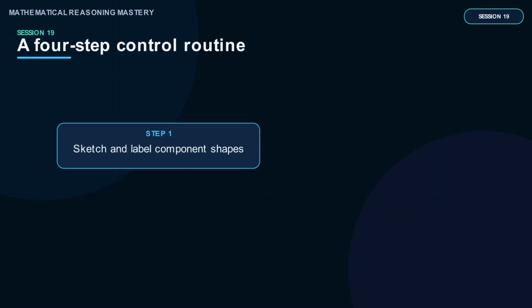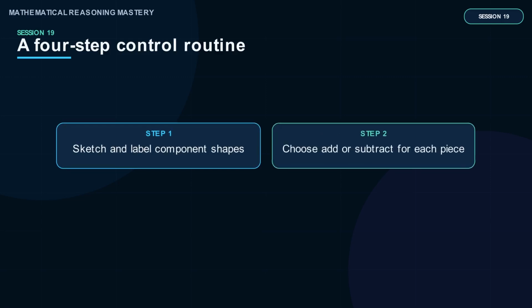Step 1. Sketch and label component shapes. State the target and preserve its units or conditions. Step 2. Choose add or subtract for each piece. Use a separate line so signs, factors, and labels remain visible.